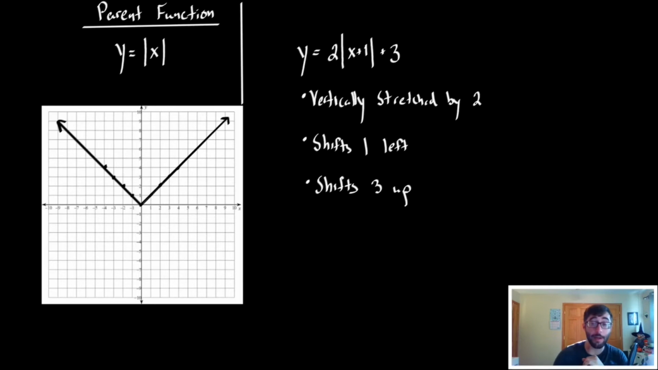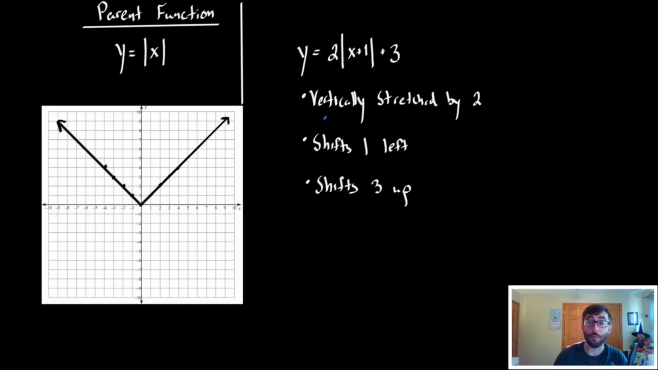Now I need to apply the vertical stretch first. The vertical stretch is going to be done by multiplying all the y values by 2. That is how we apply a vertical stretch and a vertical compression. So let's say this was vertically compressed by 1/2. I would just multiply all the y values by 1/2. So essentially, whenever you have a number multiplying out in front of the absolute value, the way we apply that transformation, graphically speaking, is we multiply the y values by whatever number that is.